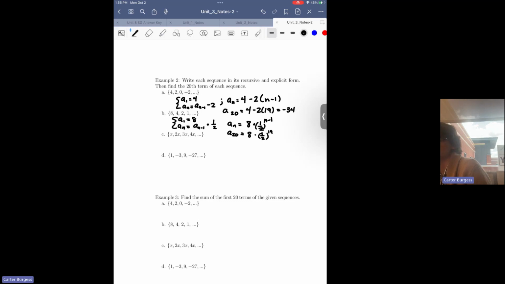So 8 times 1/2 to the 19. This is less work, which is great. We love less work. And it is more accurate than what you would get if you were to plug into a calculator and round. So just leave it as is.